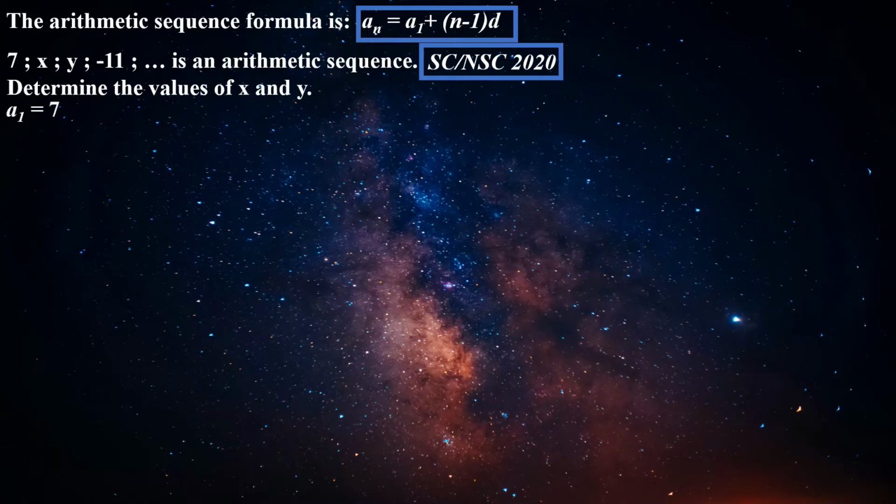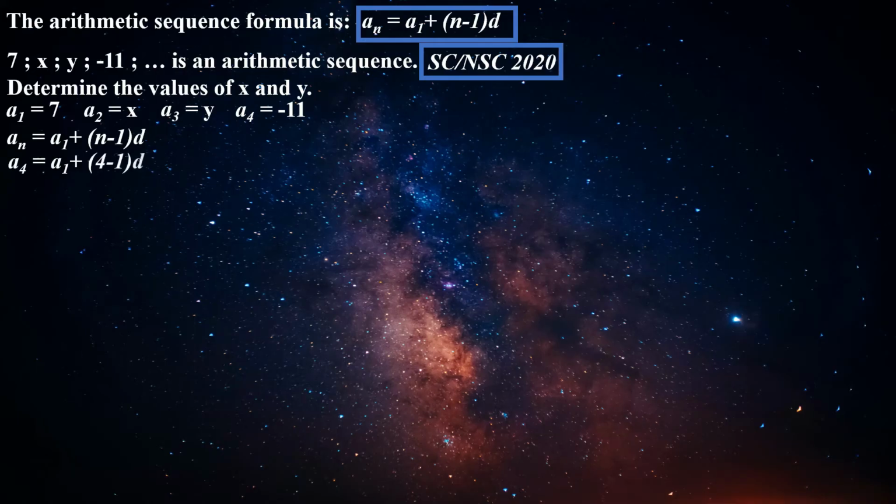Okay, so we have a1, a2, a3, and a4. We're going to use our general formula, right? We know that a2 is a variable, we don't know it, it's an unknown, that's why it's x. And a3, we don't know it, so we're going to use a4. So we're going to substitute the formula for a4, right? So an is going to be a4, a1, we have a1 right there, and n is going to be 4 minus 1 times d, right? a1, we have 7, plus 3d.